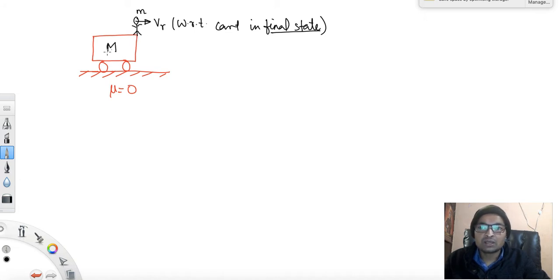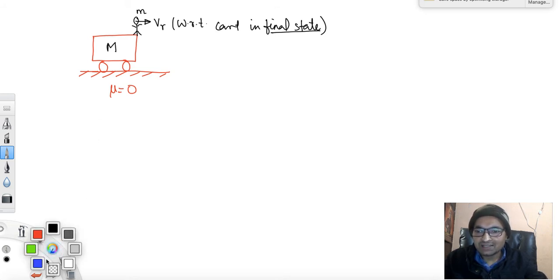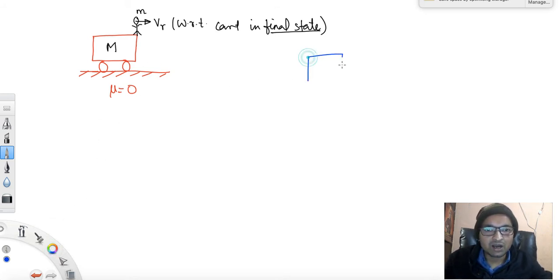When the man jumps off, he will exert a force on the cart and the cart will move in the backward direction. So with respect to that moving cart, the velocity of the man is Vr. Now the question asks us to find the velocity of the cart when the man jumps off. So let's find it out using momentum conservation.